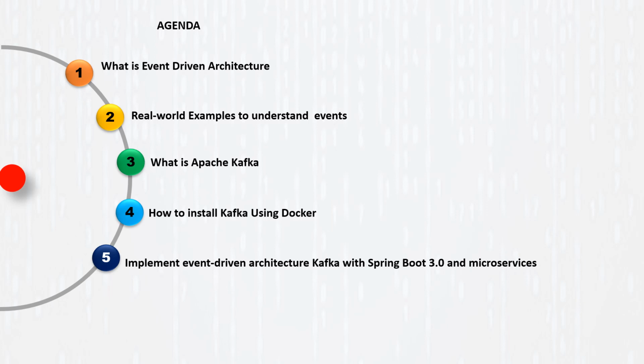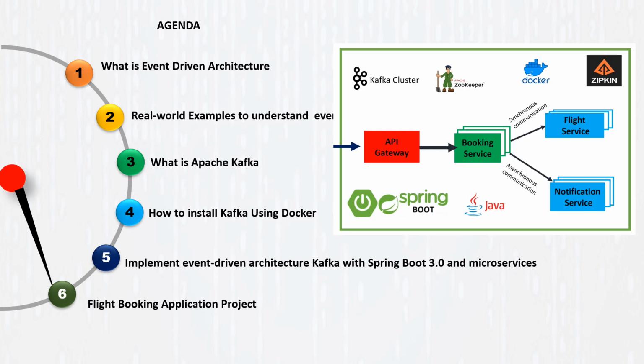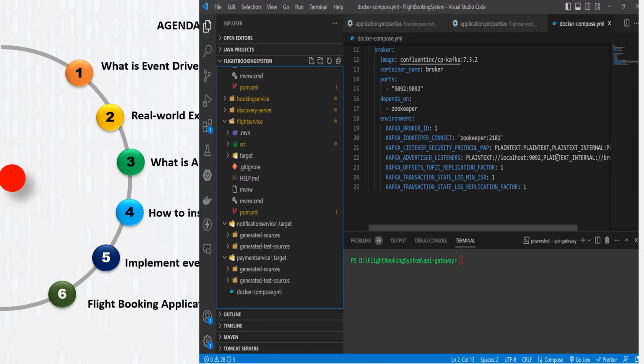To illustrate the practical application of event-driven architecture, we will walk you through the implementation of a flight booking application using microservices. You will gain hands-on experience in designing microservices that communicate through Kafka topics, enabling seamless event-driven interaction between different components of the application.